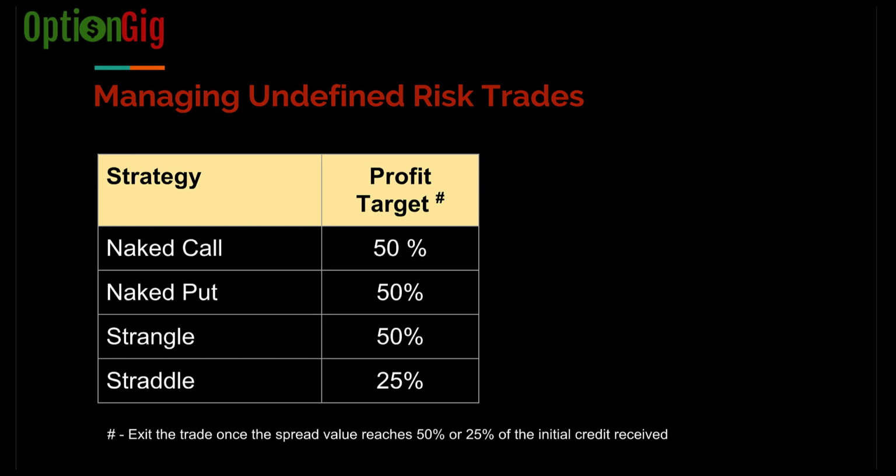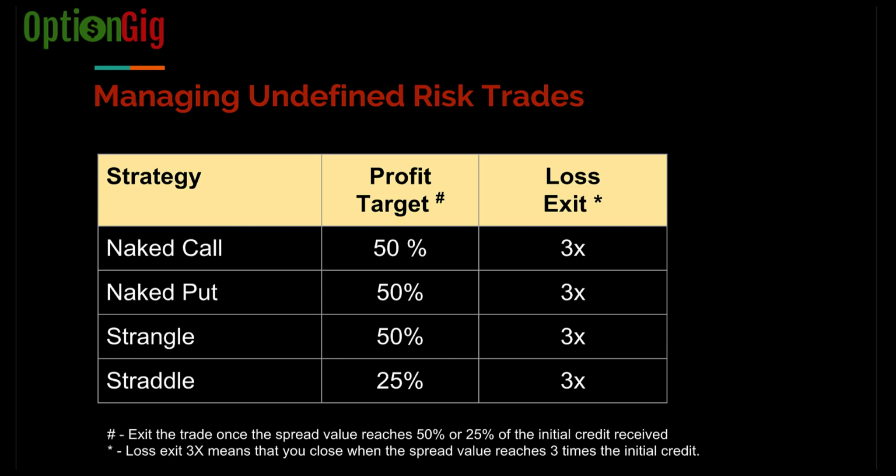For example, for naked calls, puts and strangles, your profit target should be 50%. That means if your naked call or naked put is making 50% of the max profit possible, then you should exit the trade. In case of a straddle, the profit target is 25%. That means if your straddle trade is now making 25% of the initial credit received, then you should exit the trade. Now we will look into the examples of each one of them.